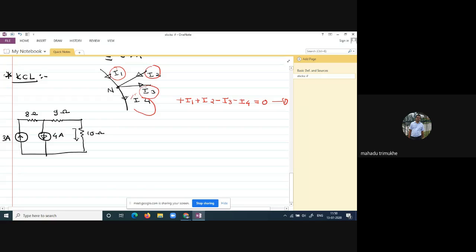Suppose you take the example here. You find out what is the current flowing through the 10 ohm resistance by using KCL. The currents are given, right? What is meant by the current flowing through the 10 ohm resistance? Here we have to assume a point for KCL. You apply it and tell me the current flowing through the 10 ohm resistance.